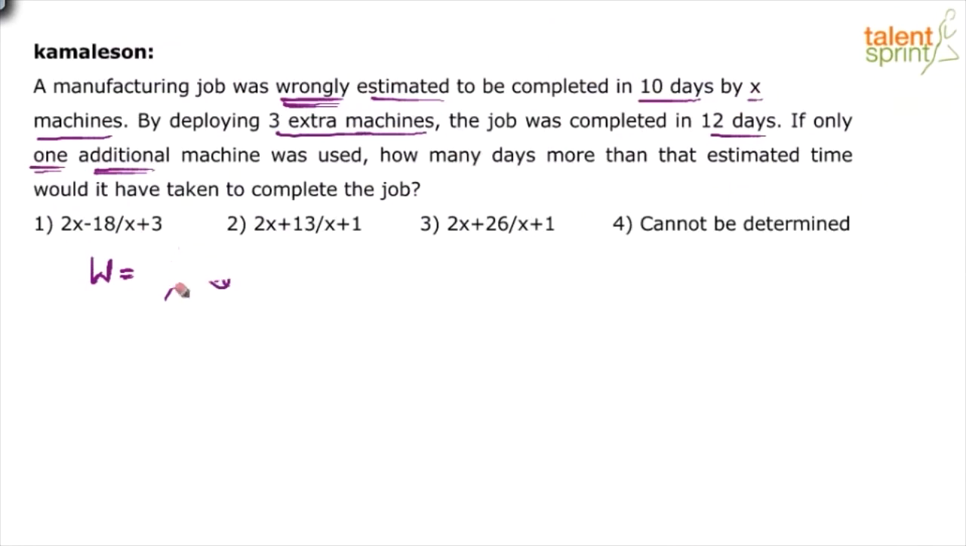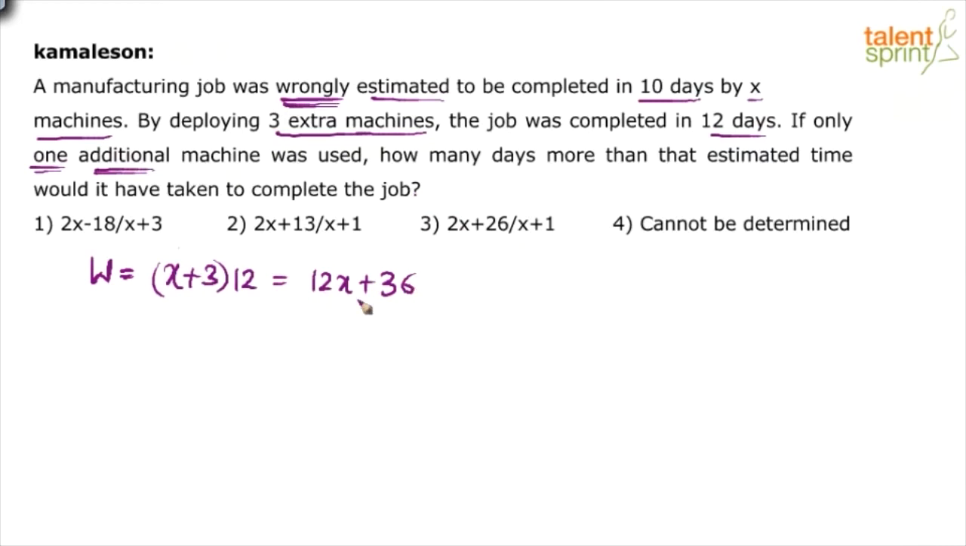Don't do that. The actual work is how much? X plus 3 into 12, because by taking 3 extra machines, so X plus 3 machines, they could finish it in 12 days. So we can say the total work is 12x plus 36. This is the total work, 12x plus 36. Now if only one additional machine was used, how many days more than the estimated time would it have taken to complete the job?